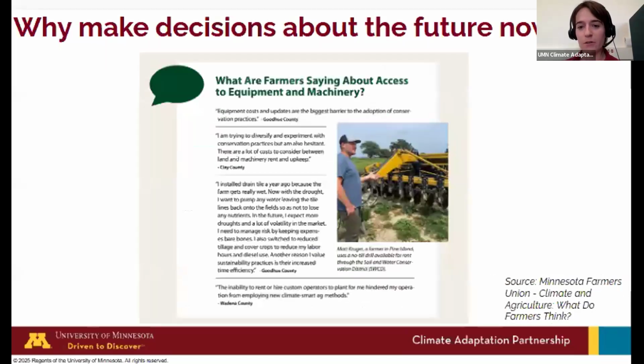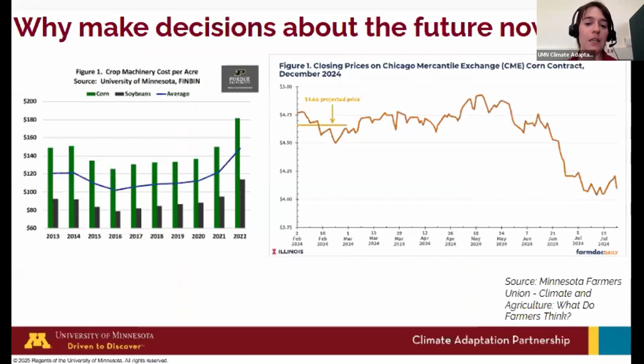And this is, again, a bit of a recap of what we've been discussing already, but we already know that we need to make decisions about the future now because some of these decisions require rather long-lived investments. We know that farmers who are interested in climate smart practices are interested in, again, moving to reduced tillage, no-till, but switching operations in that manner requires a fair bit of capital investment and subsequent planning, particularly when we see that crop machinery costs are increasing and that commodity prices are decreasing.